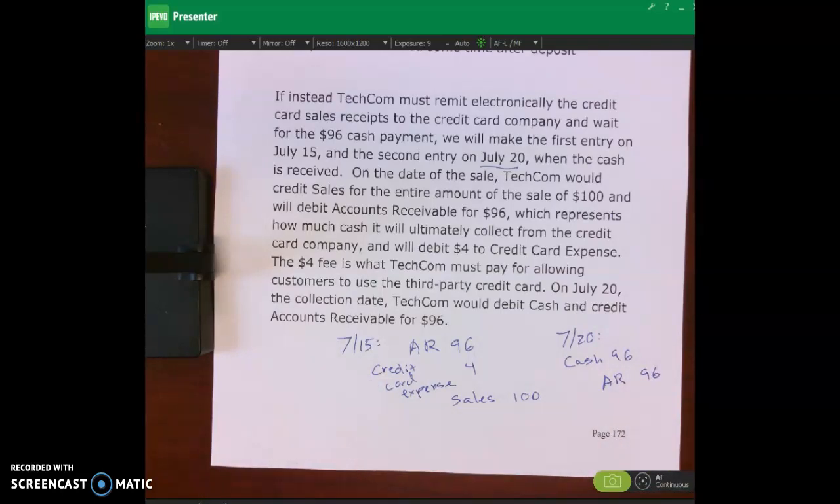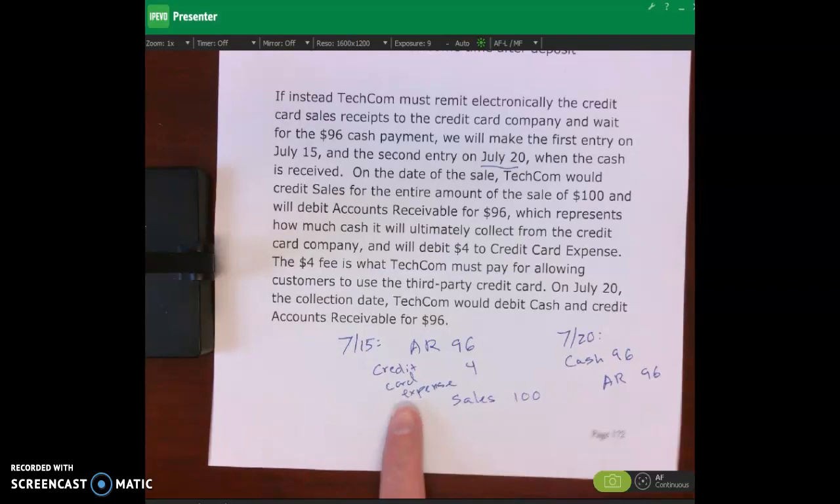So again, to quickly recap with credit card sales, we have two situations. We could get cash right away, or the company may need to remit their credit card receipts electronically to the credit card company and then wait for reimbursement. If they have to wait for reimbursement, they can't debit cash when they make the sale. They have to debit cash when they receive the cash a few days later. Okay? So those two situations.